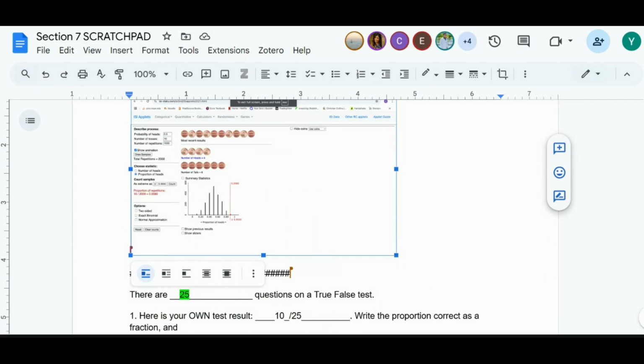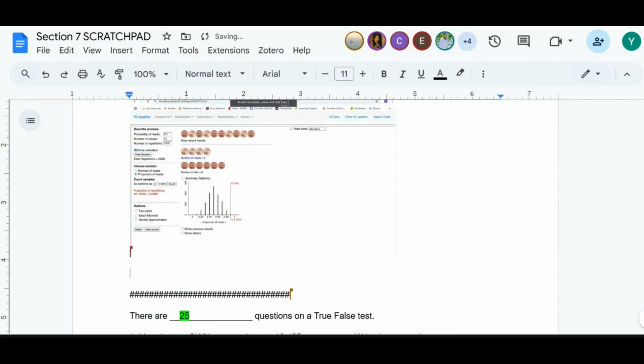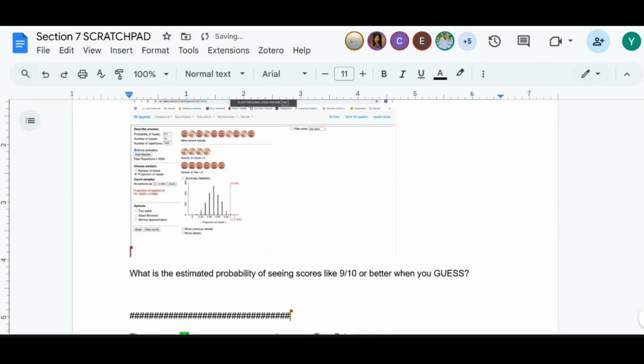So I'm going to just introduce one last concept. That's the purple thing. What is the estimated probability of seeing scores like 9 out of 10 or better when you guess? Can someone give me a fraction? Do you see it on the screenshot? Quite small, but I think on your page you should see more clearly. Can someone give me a statement about this?